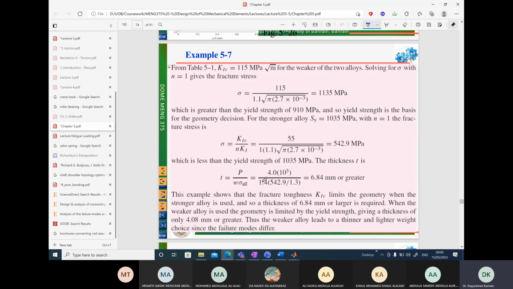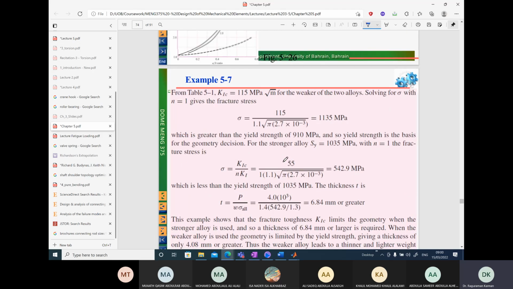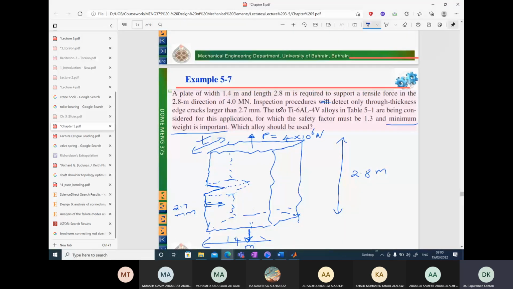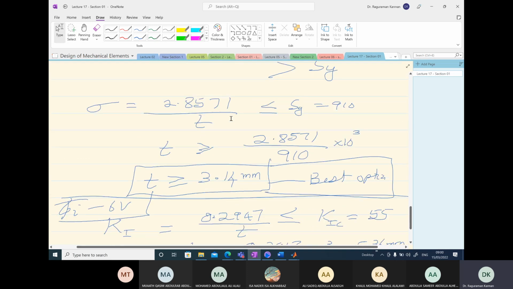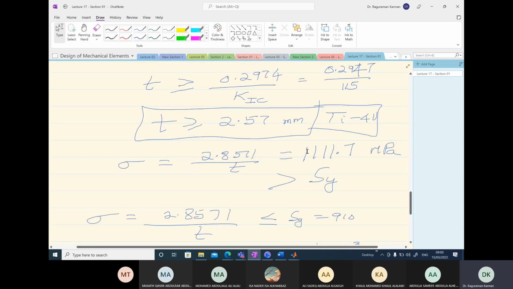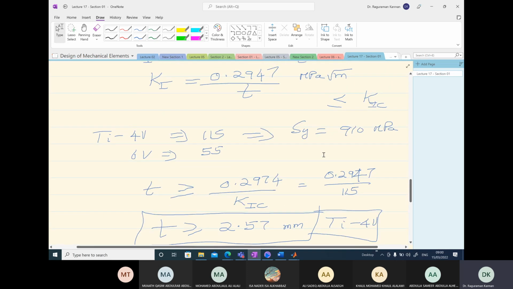We completely forgot the factor of safety. I'm sorry, I forgot about the factor of safety, which was given in the problem, 1.3. So in all the places here, we have to include the factor of safety 1.3.